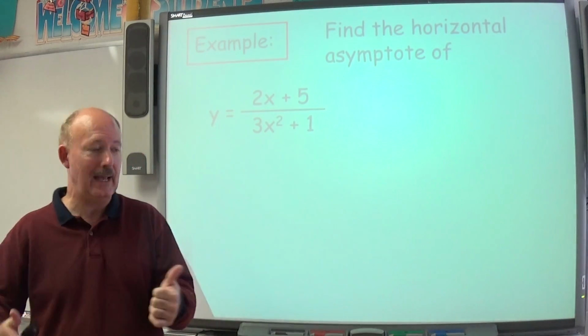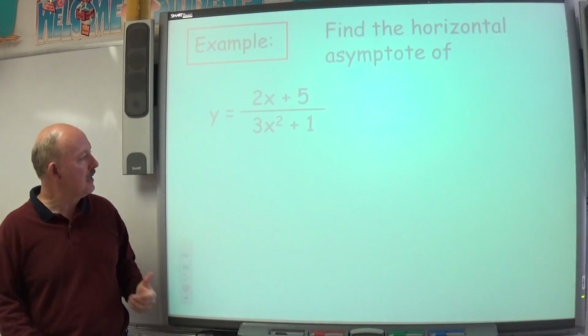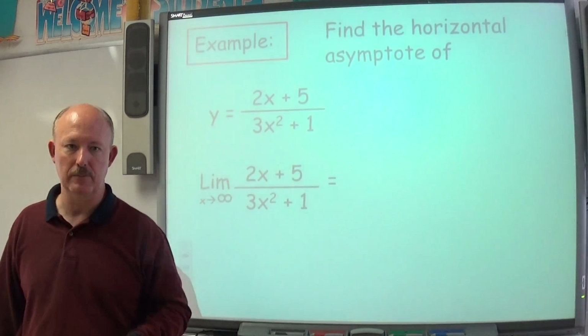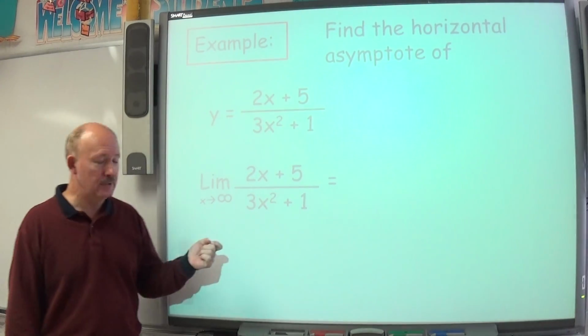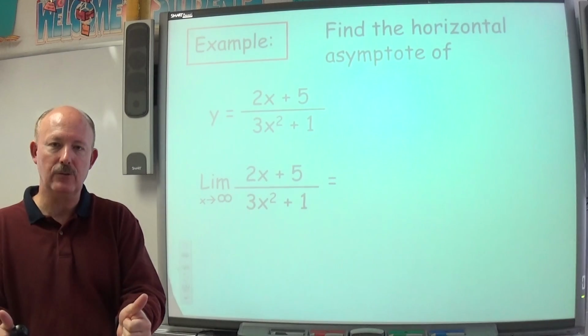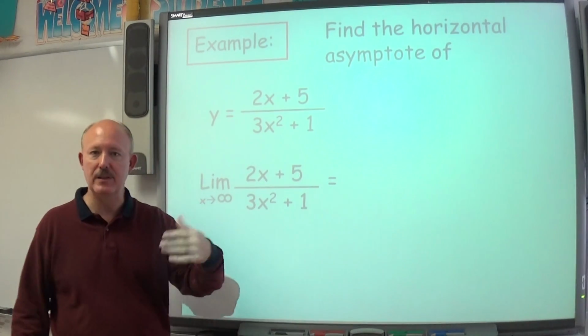Now remember, as we illustrate this second case, we're going to find the limit as x approaches infinity of this rational function. To do this, I said we can always divide by the highest degree of x in the denominator, and that would be x squared. So we'll divide everything by x squared.